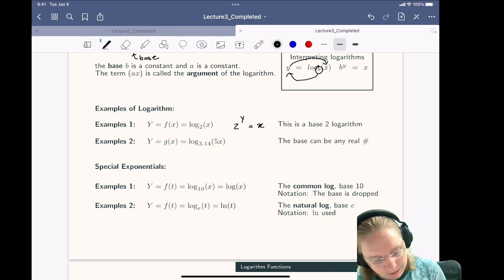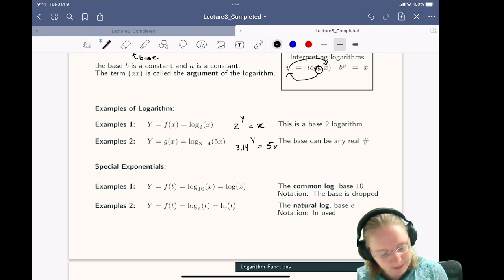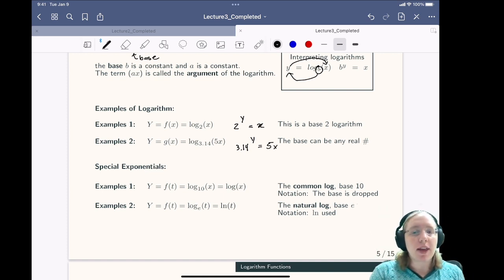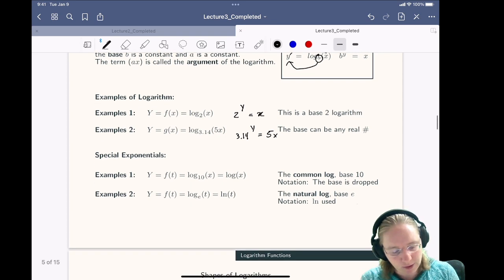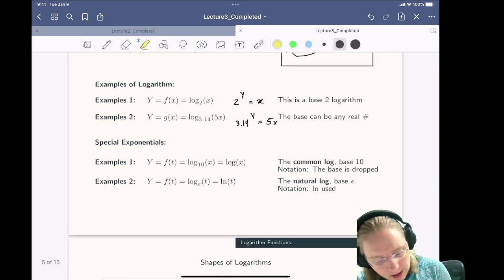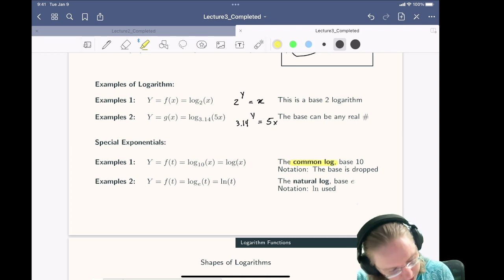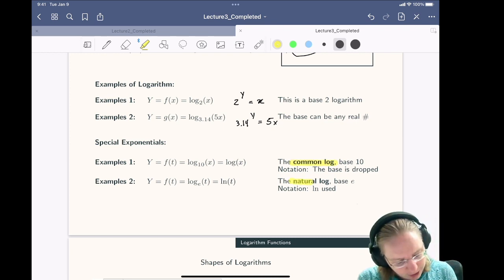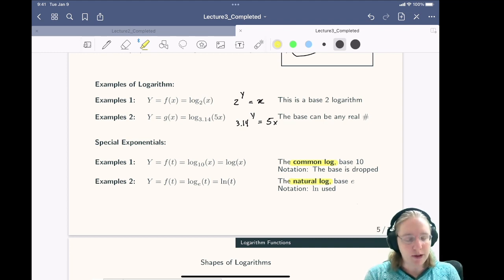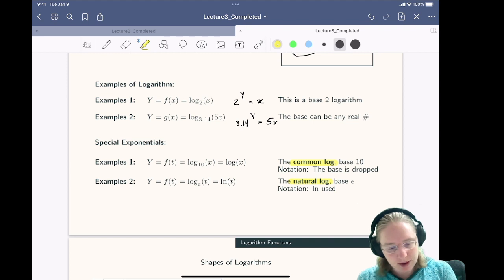And so we could have 3.14 raised to the y is equal to 5x. All right. Just like with exponentials, there's going to be two particular bases that we're going to find useful in this class. The first of those is the common base, which leads to the common logarithm. And we also have the natural base, which leads to the natural logarithm. These are the same bases as we have in exponentials. So we have base 10 and base e.